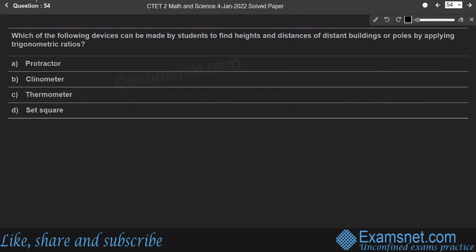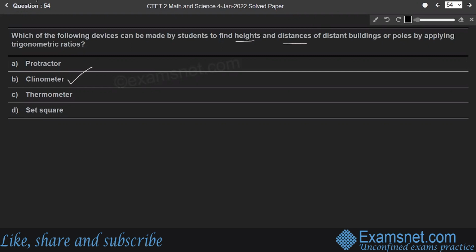Question number 54. Which of the following devices can be made by students to find heights and distances of distant buildings or poles by applying trigonometric ratios? Protractor, clinometer, thermometer, set square. Here the correct answer is clinometer.